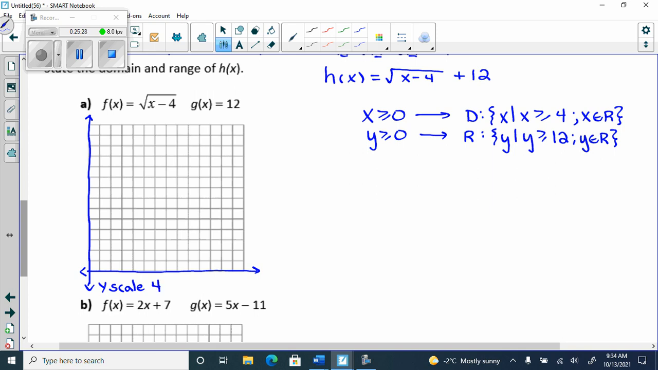All right. So I know I'm starting, and my x scale may be 1. So I know I'm starting at 4 and 12. So it's right here. Right? Because I go over 4, up 12, because I'm going up by a y scale of 4.